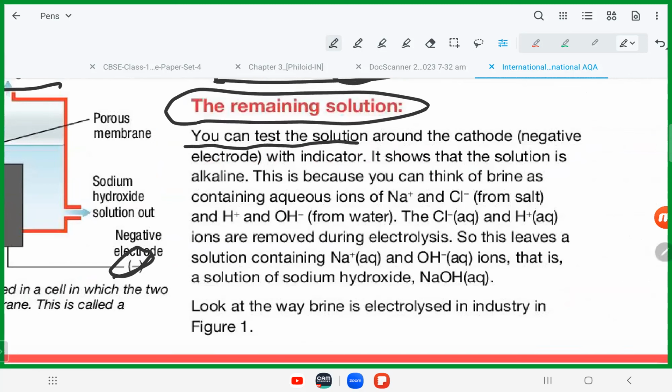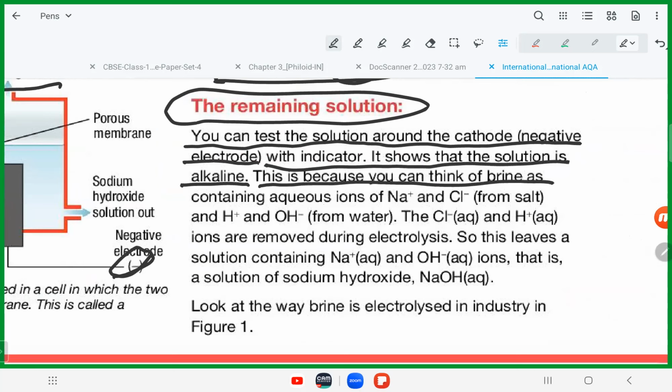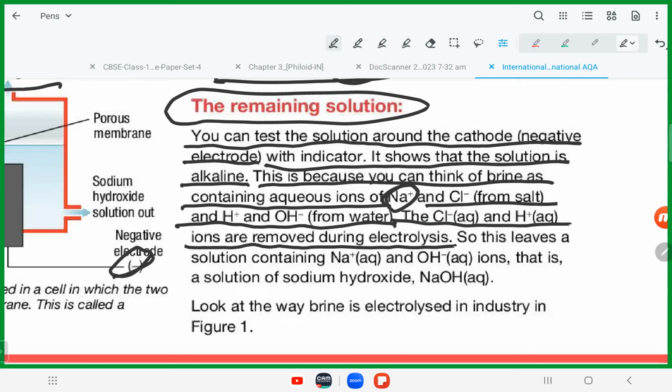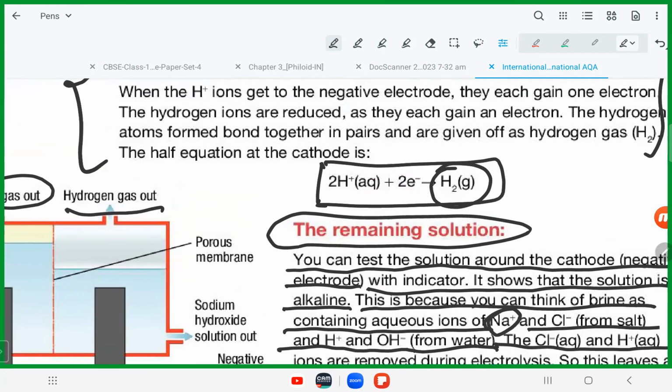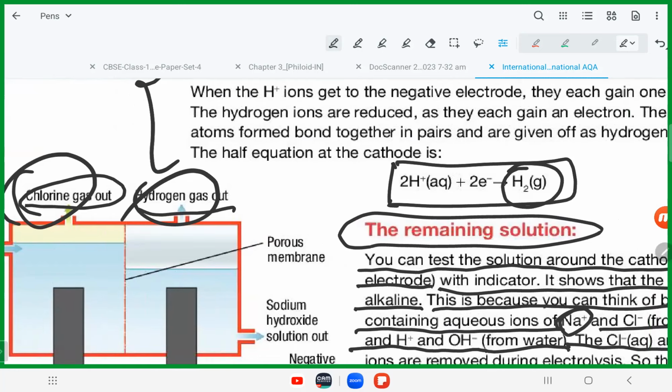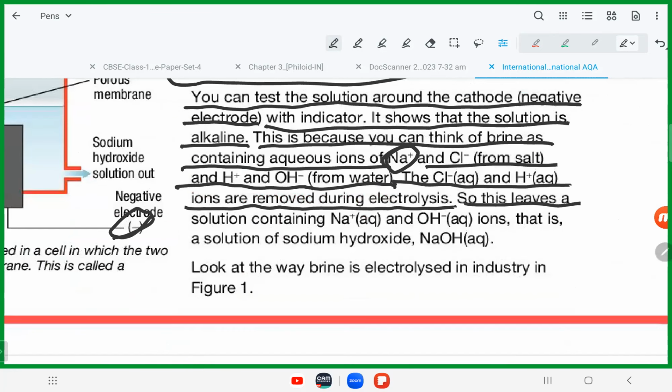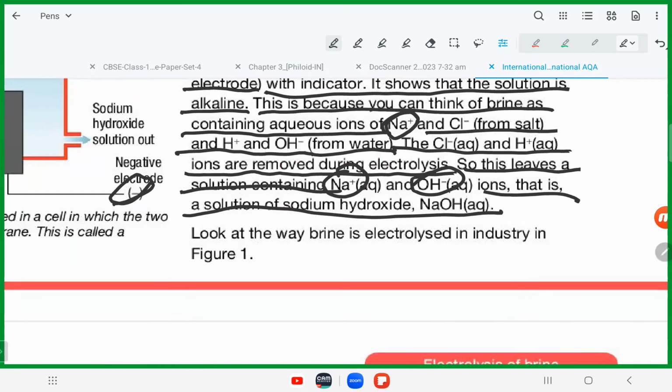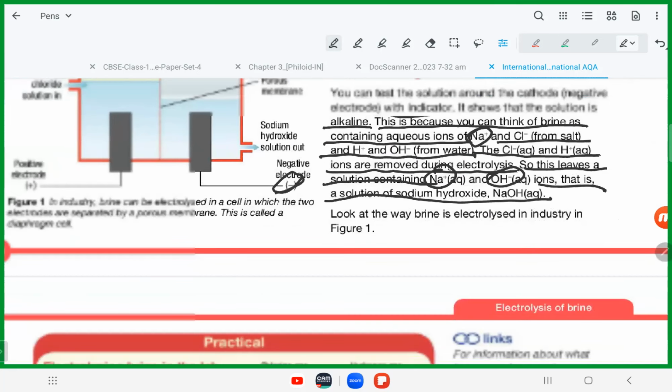You can test the solution around the cathode, the negative electrode, with indicator. It shows that the solution is alkaline. This is because you can think of the brine as containing aqueous ions Na+ and Cl- from the salt, and H+ and OH- ions from the water. The Cl- ions and H+ ions are removed during the electrolysis. How? Cl2 is coming out, and hydrogen. So what is going to be left? This leaves a solution containing Na+ and OH- ions. That is the solution of sodium hydroxide, NaOH.